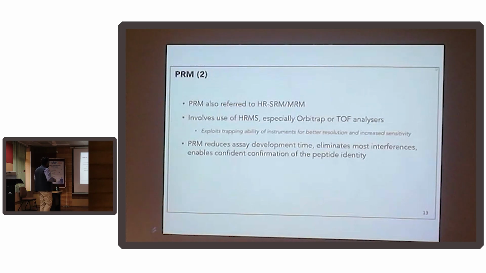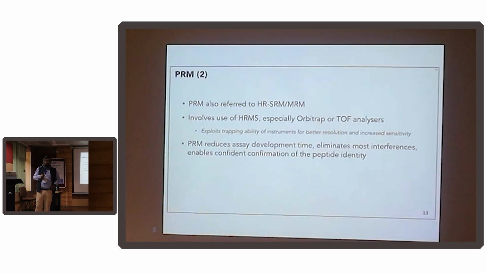So what PRM does is it reduces the assay development time, it eliminates most interferences and enables confident confirmation of peptide identity, because you are doing multiple reactions in parallel. It's more like high resolution SRM. So it reduces the assay development time.